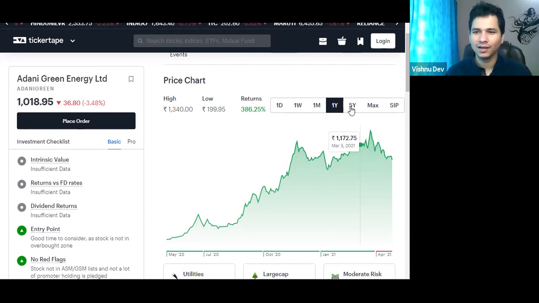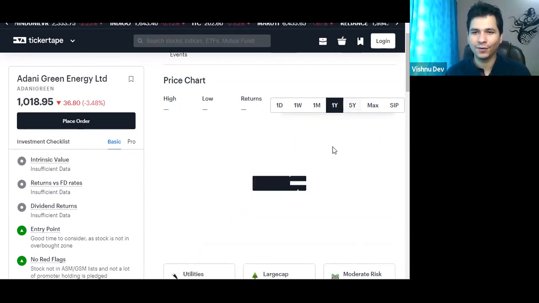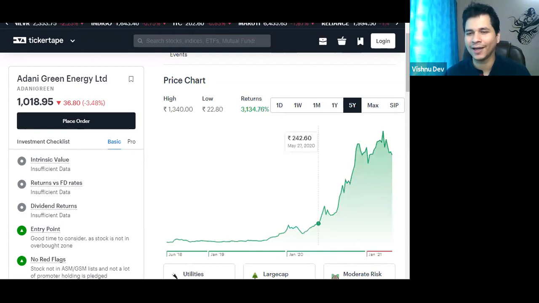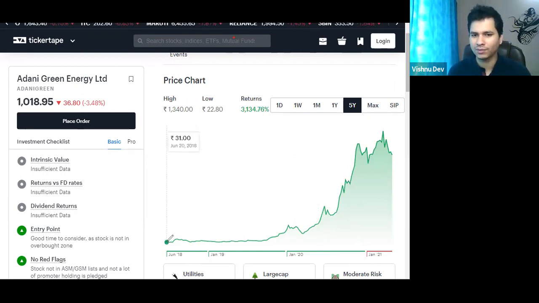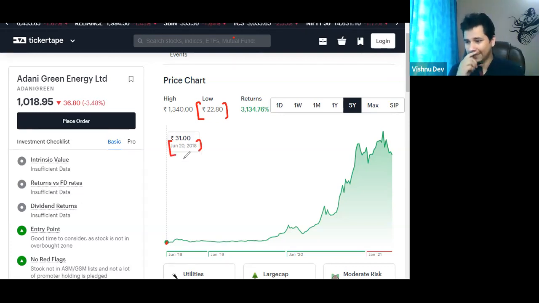And forget about this 1 year. See what is the return in 5 years. You will be surprised. You will be astonished to know. So the company got listed in 2018. 2018 में ही company ने IPO किया. IPO समझ में आता है ना अब? Right? The price was what? Tell me. The price was what? 31 rupees.